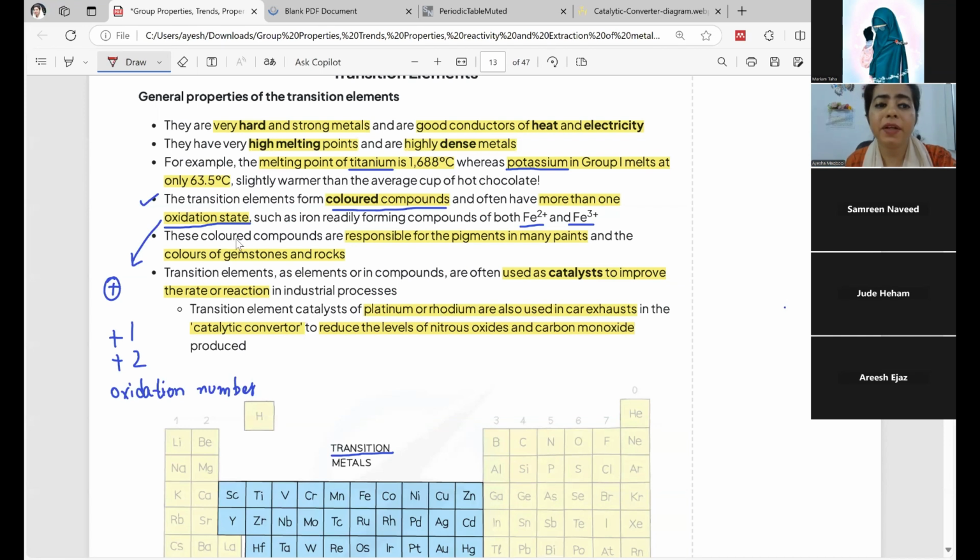Okay. Transition metals, because of their colors, have some uses. They are responsible for pigments in many paints. In many paints, to give different color, we add transition metals in small quantity. Color of gemstones: you use some stones for your rings, right? Those have transition metals inside to give them specific color. Some rocks which are colored, they are colored because of some transition metals present inside. So these are uses depending upon their colors.